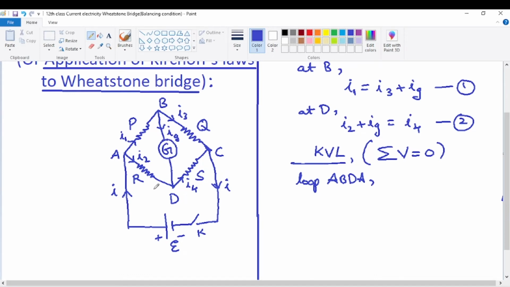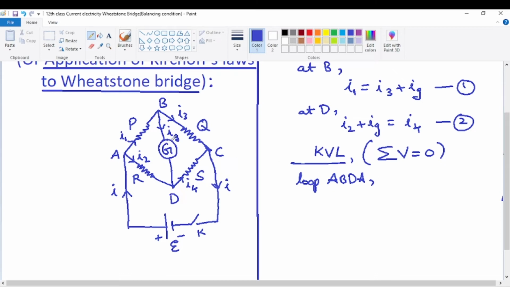And next, between D and A, the potential difference we can also find using Ohm's law, current into resistance, I2 into R. So there are only 3 potential differences, and potential difference is also called change in potential. The sum of all the potential differences, sigma V, is equal to 0 in any closed loop. So we are starting at A. Direction is also important. In which direction are we going? In the clockwise direction.